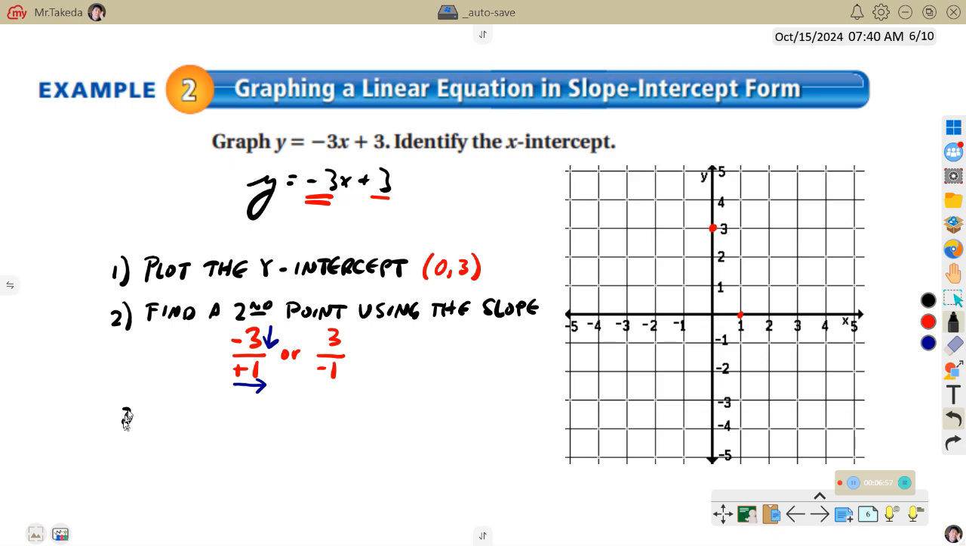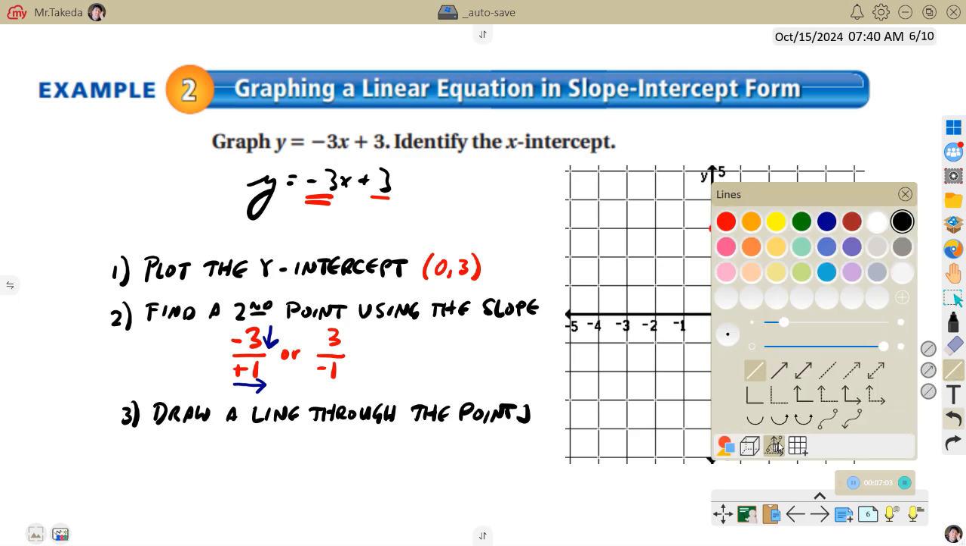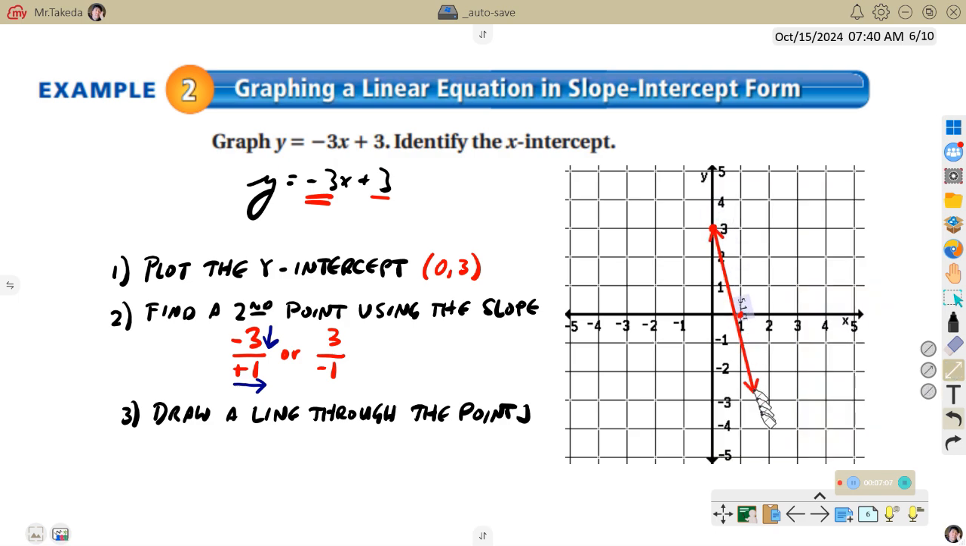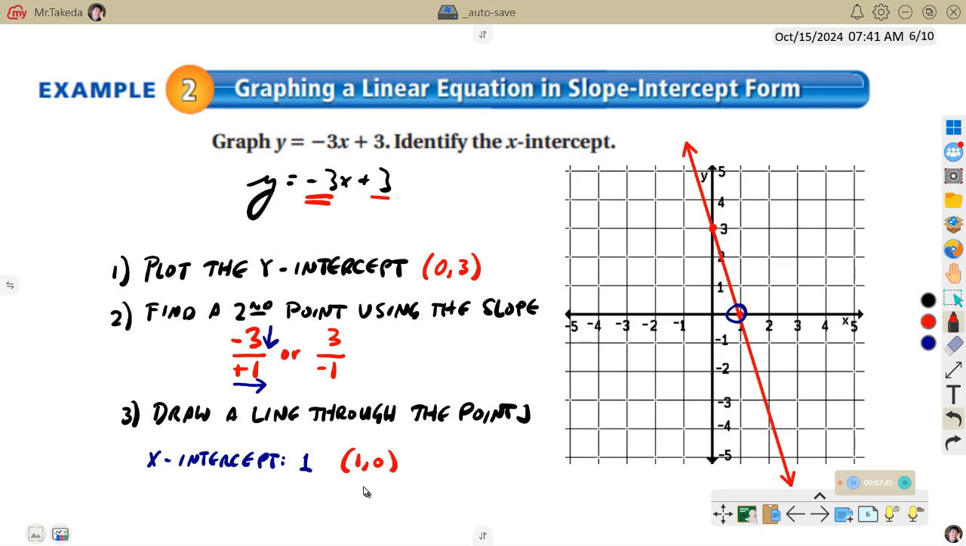And then finally, the third thing is we're going to draw a line through the points. For us, it's going to look like this. I hope it works. There we go. Just like that. Hopefully you use a ruler when you do this on paper. And then finally it says identify the x-intercept. Remember, the x-intercept is where the graph crosses the x-axis. So my x-intercept is 1. If I identify the x-intercept, I can just say 1, or you can say (1, 0). I can say either way. (1, 0). That's it.